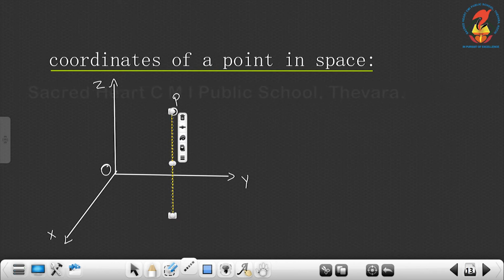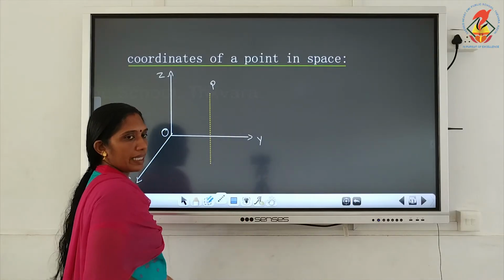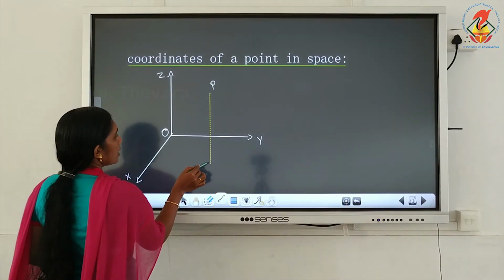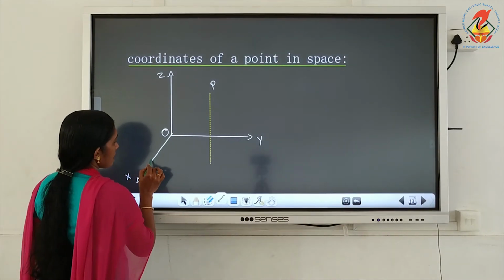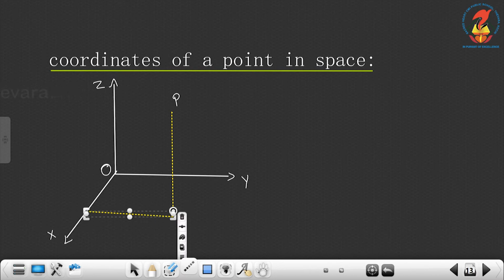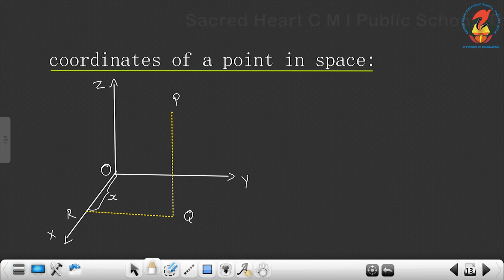Okay. Then from there, so this is the XY plane. It will meet at some point in that plane. Okay. Then from there, draw a perpendicular to the x-axis. Okay. Now, what is this much distance? Let it be Q and R. Suppose this distance is x, that is from the origin to this meeting point, to this R. If that distance is x, then the x coordinate of P is x.